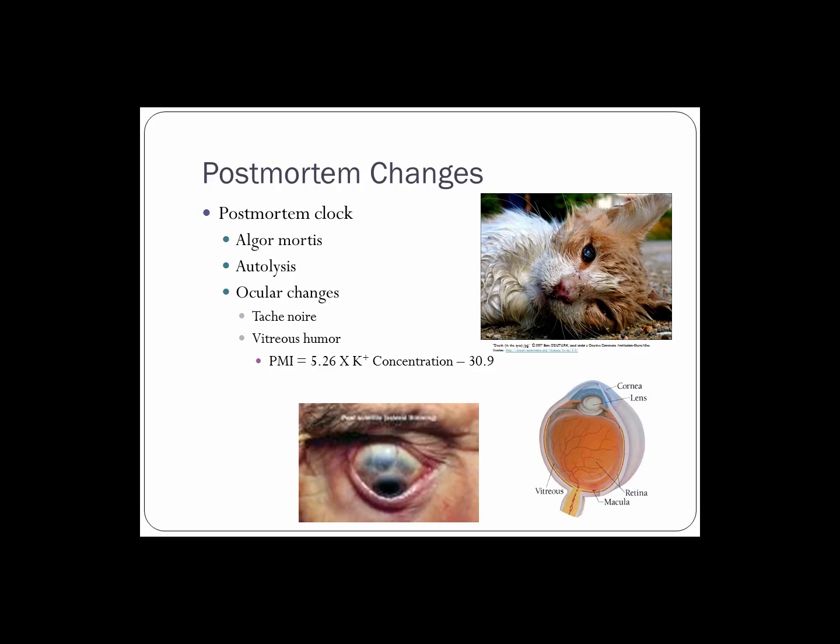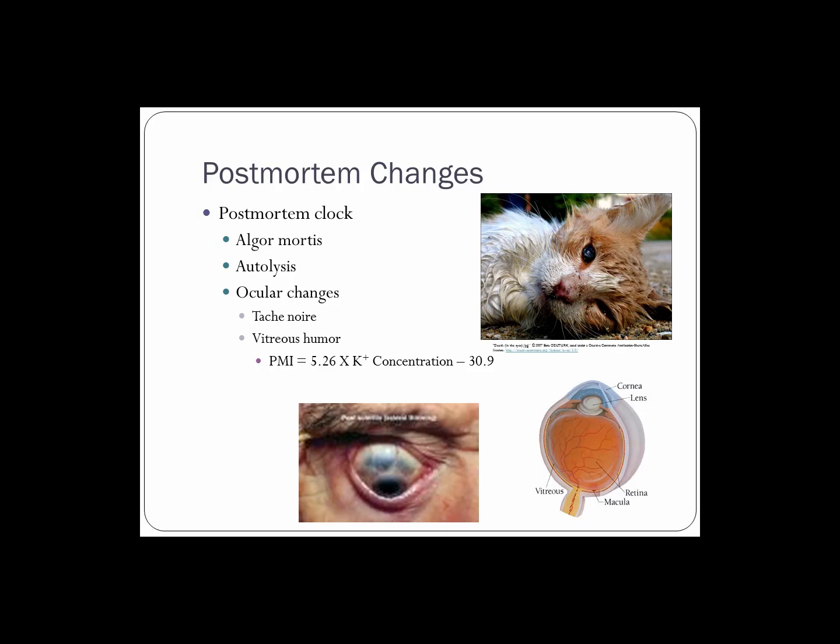It's aspirated with a syringe. The sample is centrifuged, and the supernatant is tested. The relationship of potassium concentration and postmortem interval is linear, up to 120 hours. So that's actually a pretty long time that you can use this information. It's a linear association between the concentration of potassium in the eyeball and time.